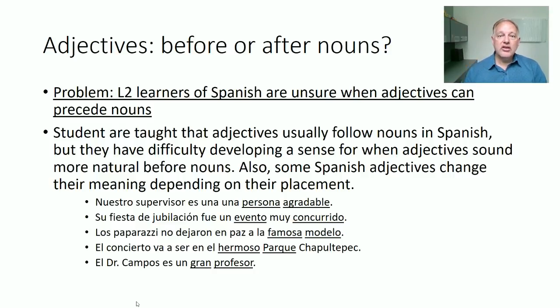Or her retirement party was a very well attended event. Fue un evento muy concurrido. Again, the adjective and the adverb after the noun, right? Evento is the noun. But in the next three examples, to express this idea, it sounds much better putting the adjective before the noun. The problem is, why? And I'm not going to go into that in this video, okay? So, something to look up.